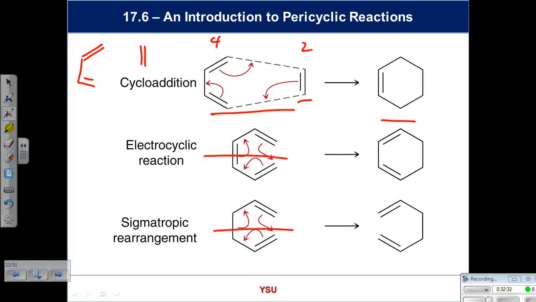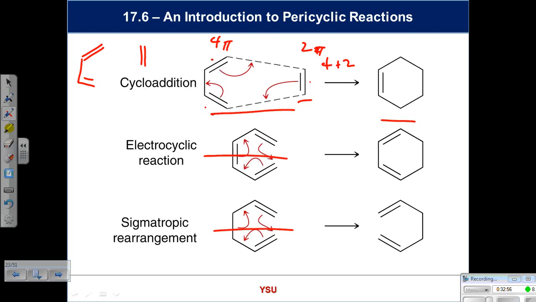And beyond that, I've got a 4-pi system and a 2-pi system. There's 2 pi electrons, there's 4 pi electrons. So we typically call this a 4+2 cycloaddition. And the product is invaluable. It's a very simple way of taking acyclic molecules which don't have anything in terms of stereochemistry and turning them into 6-membered rings which can have lots of stereochemistry. So this is very important to us as chemists.